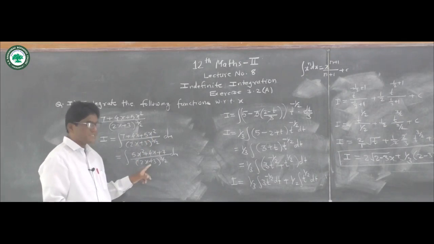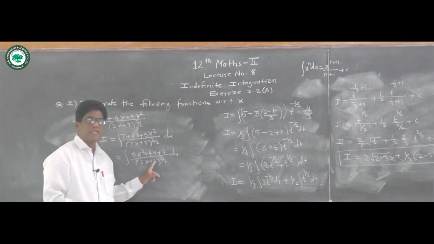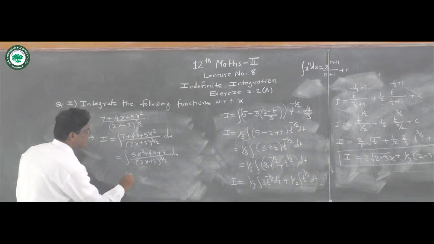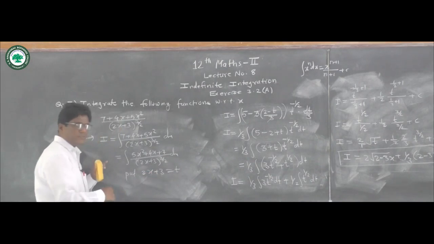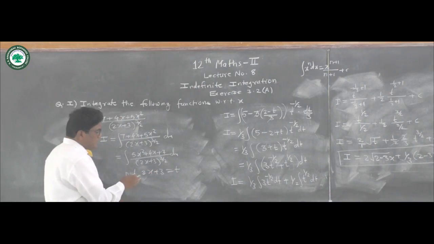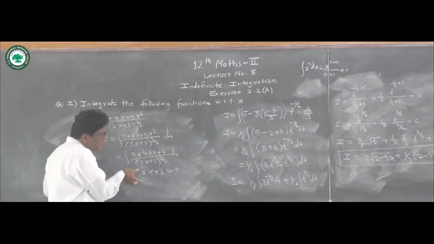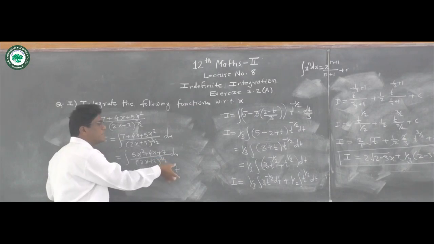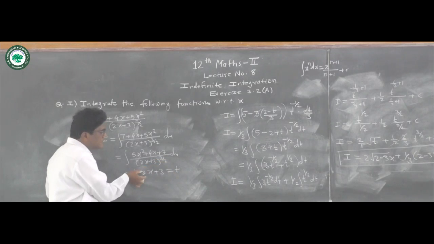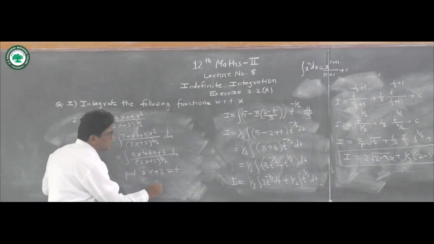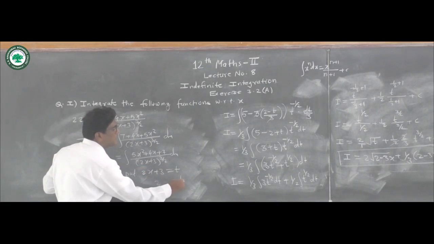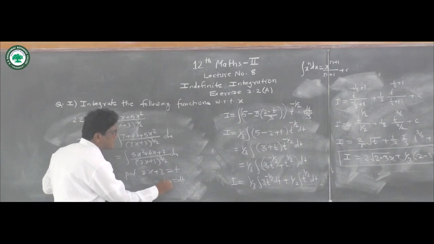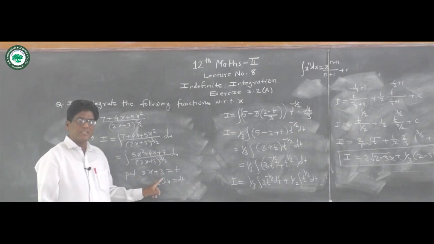And now here we use the substitution. We put 2x + 3 as t. So put 2x + 3 = t, and now differentiate with respect to x. We differentiate with respect to x, which means we take d/dx of the left side and also d/dx of the right side. 2 is constant, d/dx of x is 1, so 2 into 1 is 2, plus the derivative of 3, which is constant, is 0. The right-hand side is dt/dx, which we carry to the left side, and so we get 2 dx = dt.